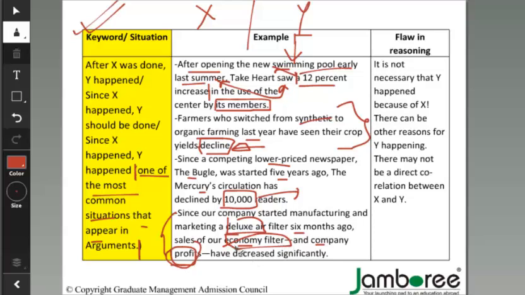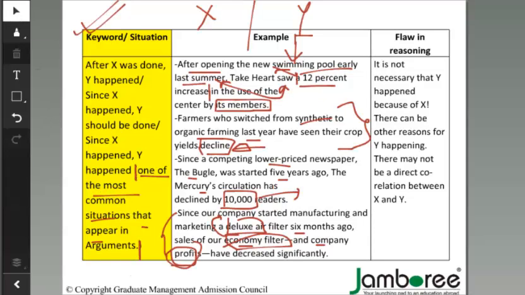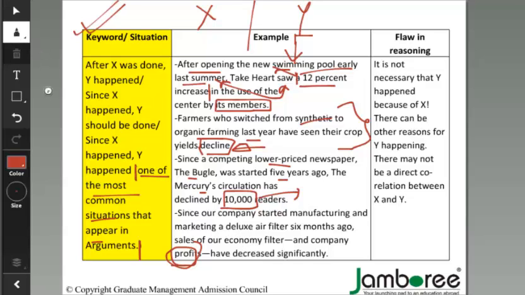If you are saying that the economy filter sales went down because of the deluxe air filter, that means that people who were buying the economy filter are now buying the deluxe air filter. Everybody agrees? If you look at purely the first part of the statement, it says that after the deluxe air filter, sale of the economy filter went down. So people who were earlier buying the economy filter are now buying the deluxe air filter. If that were true, then why should the profits go down? It's the same company, right? If consumers are now preferring another product, the company's profit should not decrease.